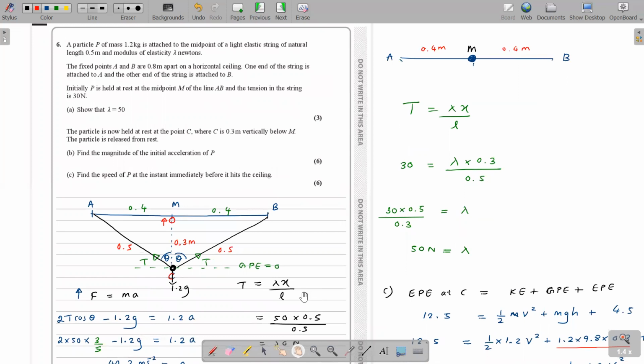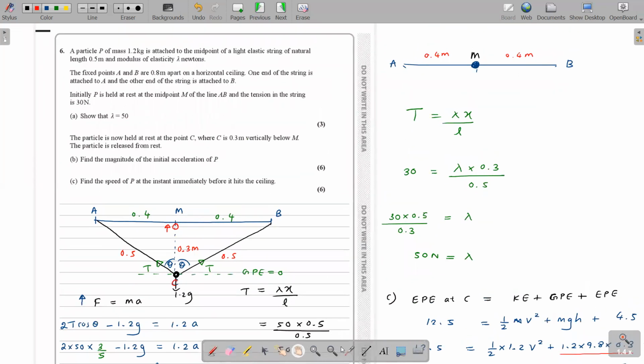Okay, so in order to find the initial acceleration, guys, I'm going to apply F equals ma in the upward direction. But before I do that, I need to find a few different things. The first thing is the tension, because you can't say the tensions are exactly the same now. When you pull this distance of 0.3 meter down, you can see the length of the string is changing, because it's not 0.8 anymore.